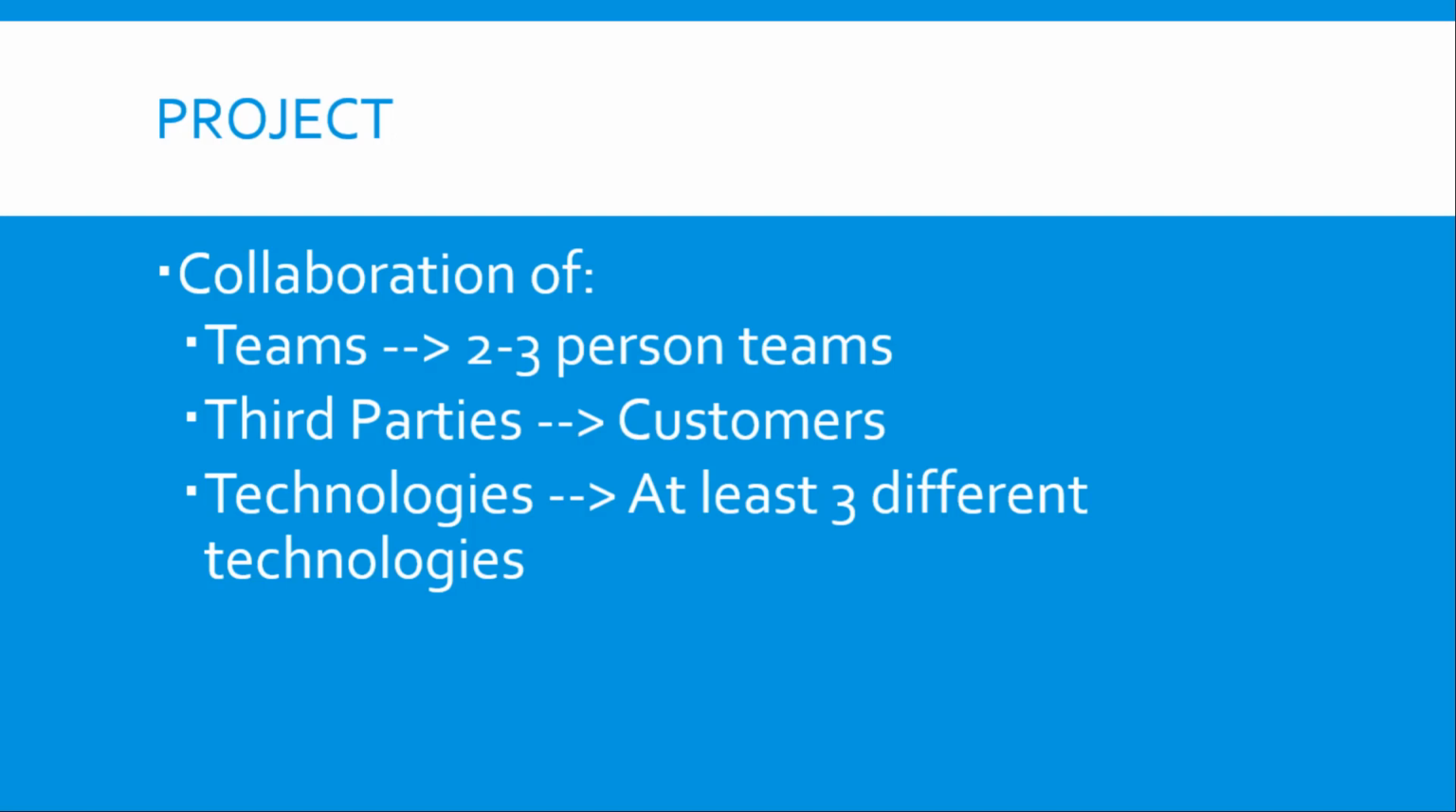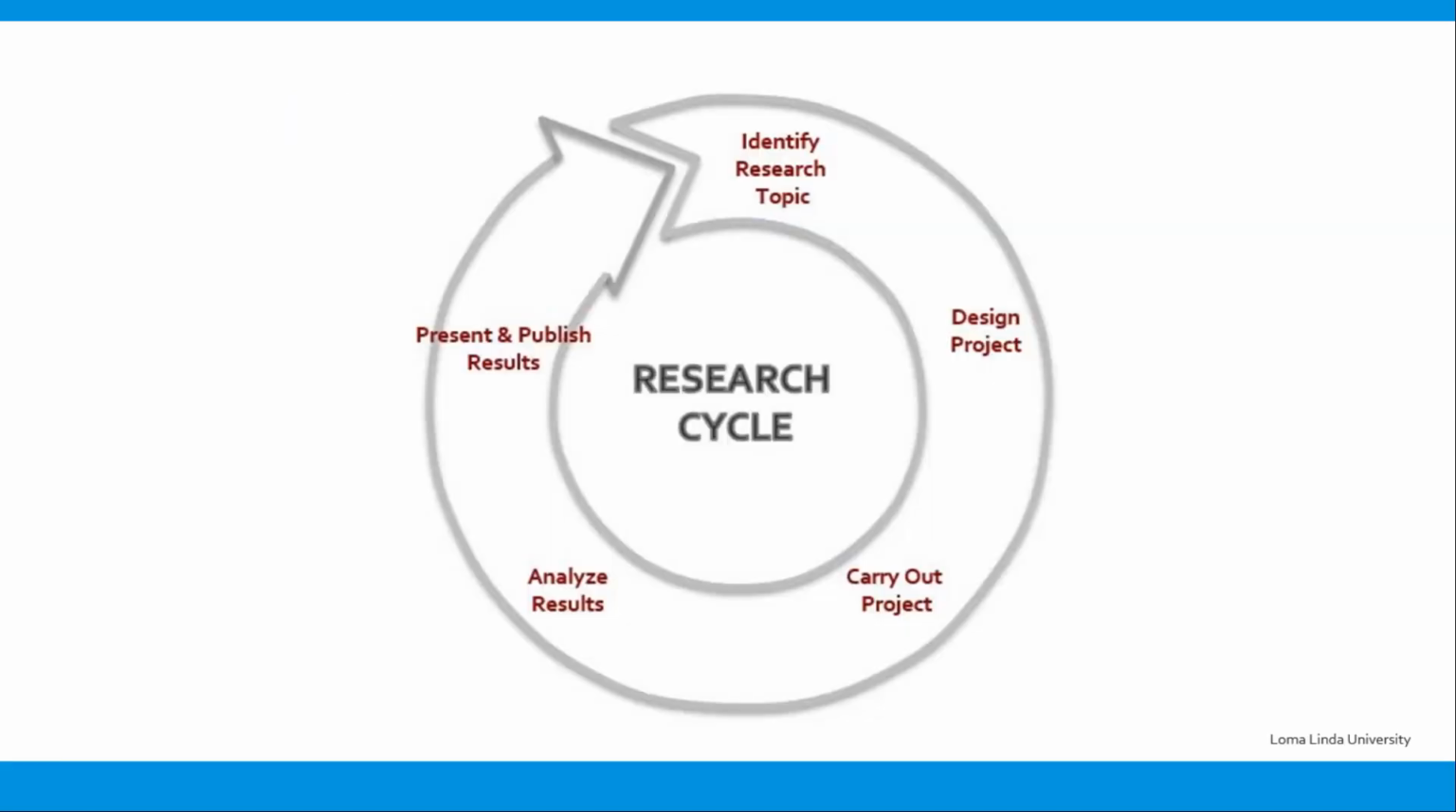And then we'll have technologies. What technologies are we going to use to solve this problem? And then this is the cycle that we'll be going through. You first identify a research topic or a problem, and then start the design process of a solution, and carry out that solution. You go and execute it, and then study it and analyze the results, and present and publish your results.